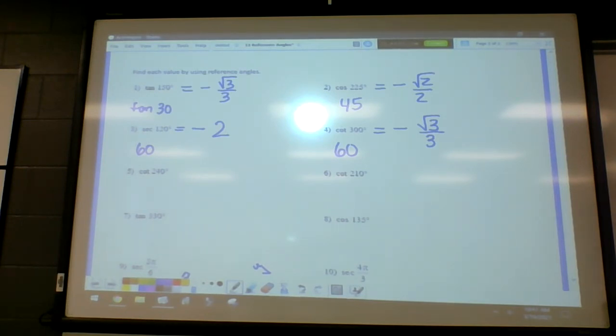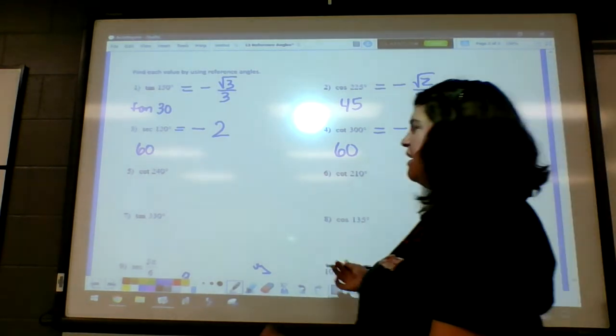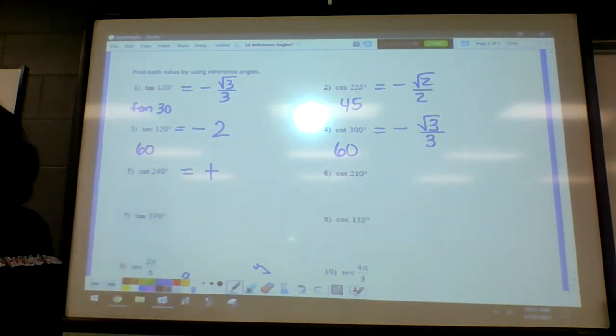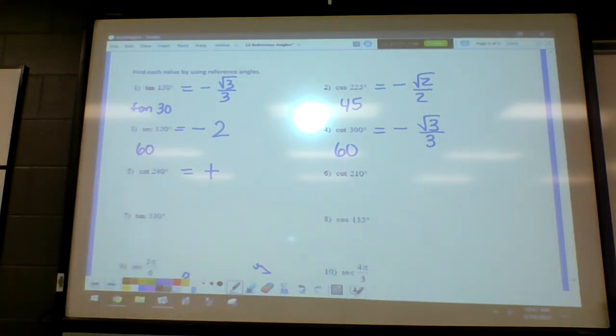All right, cotangent of 240. Where's 240 at? Second quadrant. Not quite. That's the right. The third quadrant, right? It's Q3. And in Q3, is cotangent positive or negative? It's positive. So either you can just leave it and not put anything, or if you want to be like, hey, I know it's a positive, so I'm going to put a plus in there, that's fine too. Up to you.